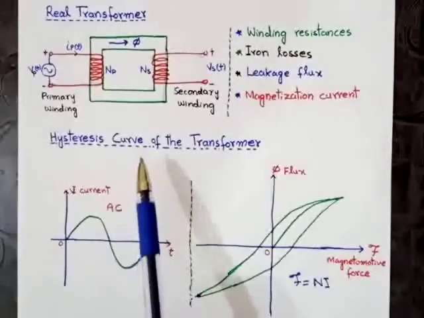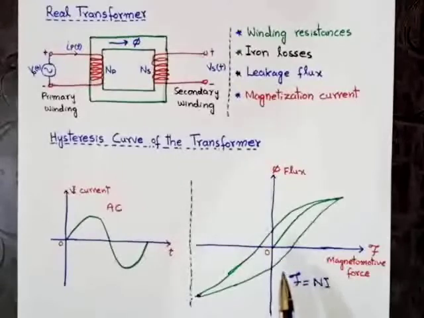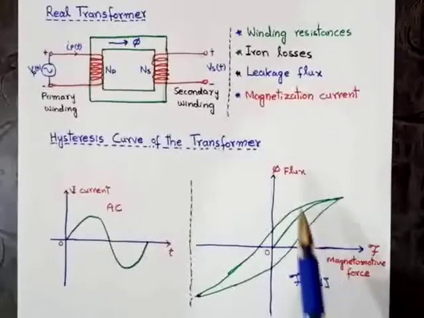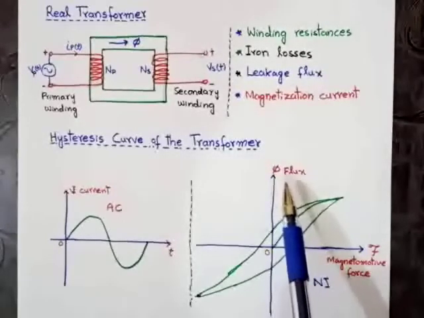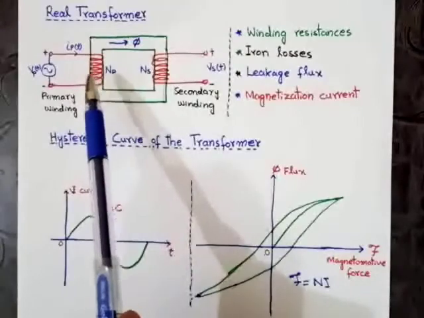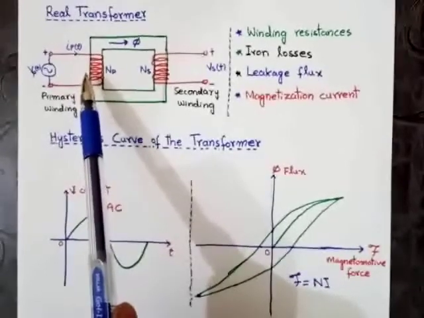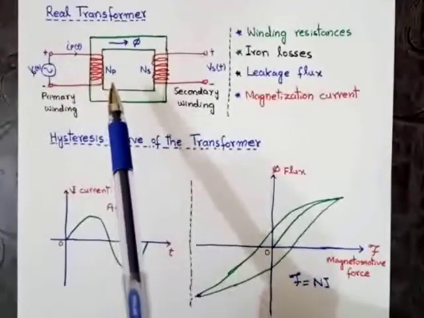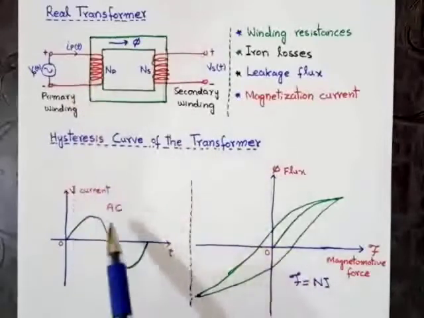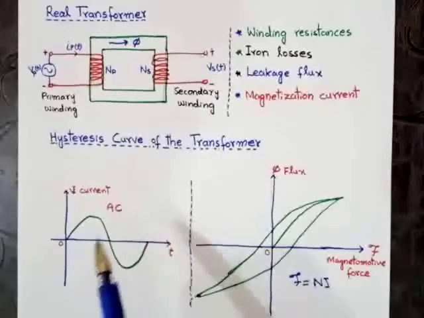The hysteresis curve of the transformer is shown here. As you can see in this figure, this is the magnetomotive force F and this is the flux. As we know, magnetomotive force is equal to N into I. N means the total number of turns and I is the current. As we know, a transformer only works on alternating current. A transformer does not work on direct current.